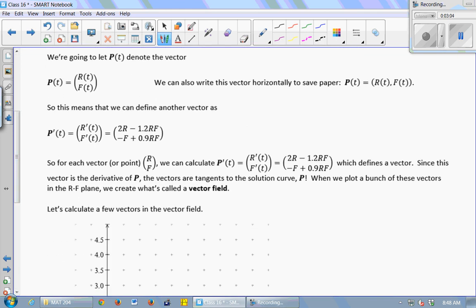So for every vector, or you could think of it as a point in the RF plane, for every R and F value, you can calculate an R prime and an F prime value that defines a vector. So my input is RF, this is my input vector, and then we apply the function P prime and we get R prime, F prime. That's all it is. For every RF, you can calculate an R prime and an F prime from the formulas they gave you. There's no T in the formulas. So for every moment in time, there's a number of rabbits and there's a number of foxes.